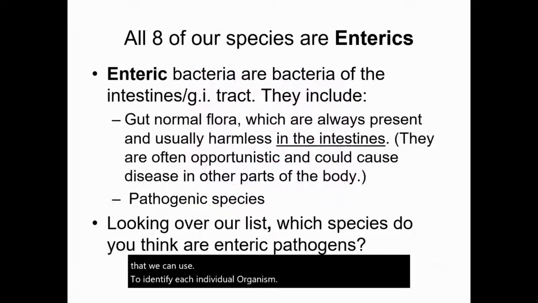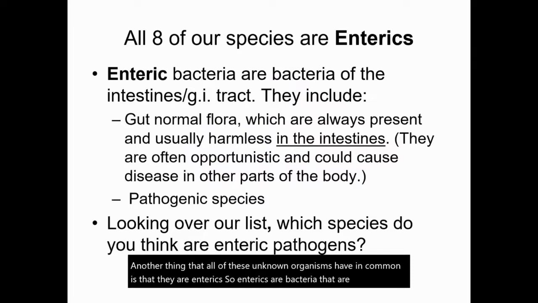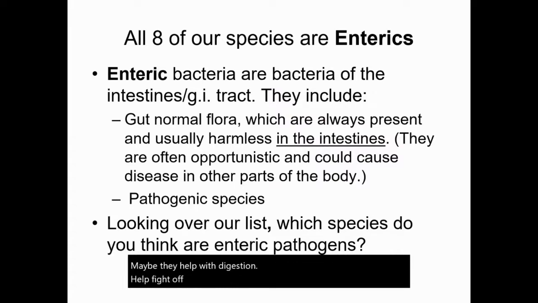Another thing that all of these unknown organisms have in common is that they are enterics. So enterics are bacteria that are going to be found and associated with the GI tract. So some of these organisms are going to be part of our normal microbiota, in which case several of those are going to be opportunistic pathogens, meaning if they have the chance to become pathogenic, they'll take it. But normally they're just there in our digestive system, doing their thing. You know, maybe they help with digestion, help fight off pathogens. But again, they're opportunistic when given the opportunity.